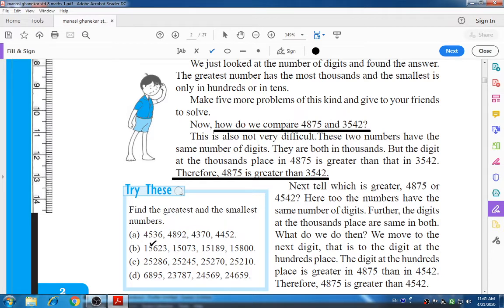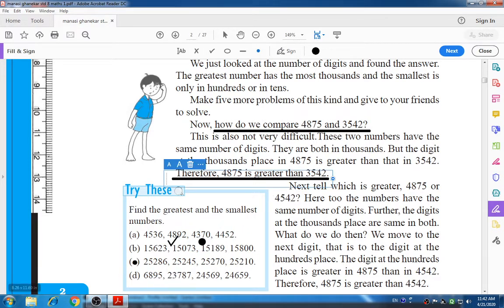Look here. In the first number at the hundred place there is a 5, here is the 8, here is the 3 and here is the 4. If we compare 5, 8, 3 and 4, the 8 is the greatest and 3 is the smallest. So which one is the greatest? 4,892. And which is the smallest? Yes, 4,370. Do you get this?